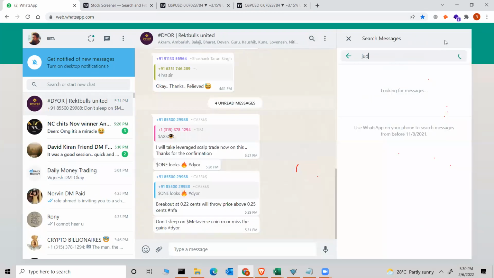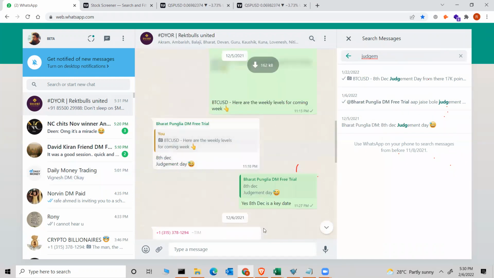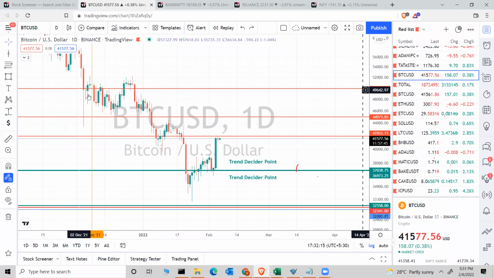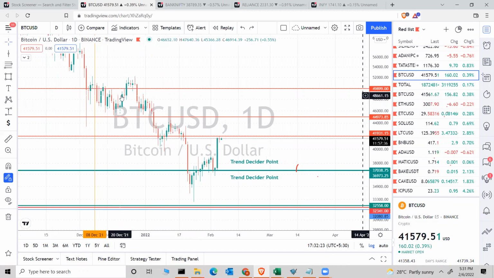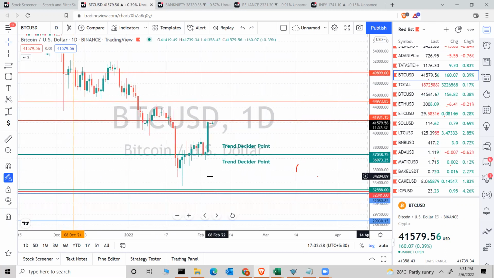A person asked me also, Judgment Day. See, on 12th Feb, one of our team members asked in another group, Judgment Day. For that, I said yes, 8th December is a key day. And I waited on 8th December, the next day, you see the red candle? I knew it is going to go down. So I closed all my long positions in Bitcoin and booked my profit. And I knew it will come down, and it came down.